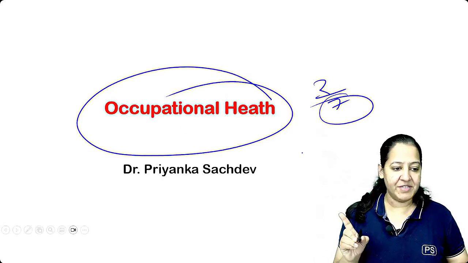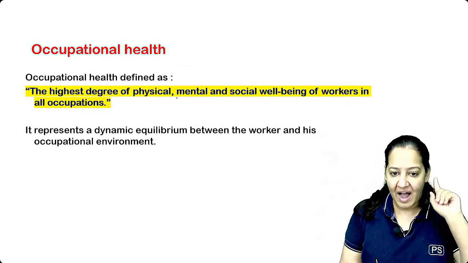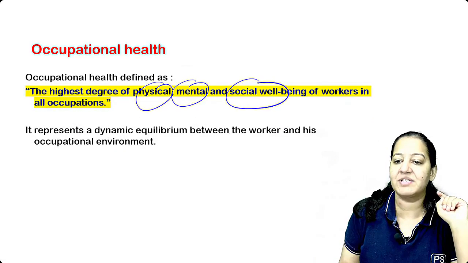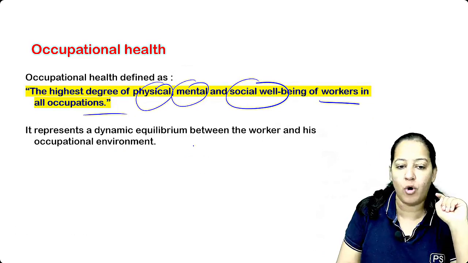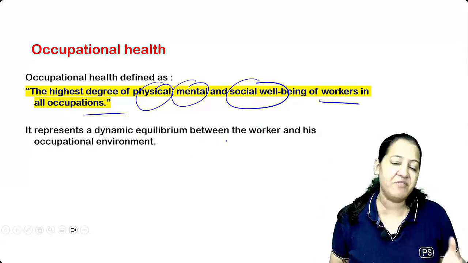Okay. The next chapter is occupational health. So what is occupational health? It is the highest degree of physical, mental, social well-being of the workers in all occupations. Everyone has different occupations. Some are doctors, some are engineers, some are lawyers, some are clerks. So everyone is in a different occupation.